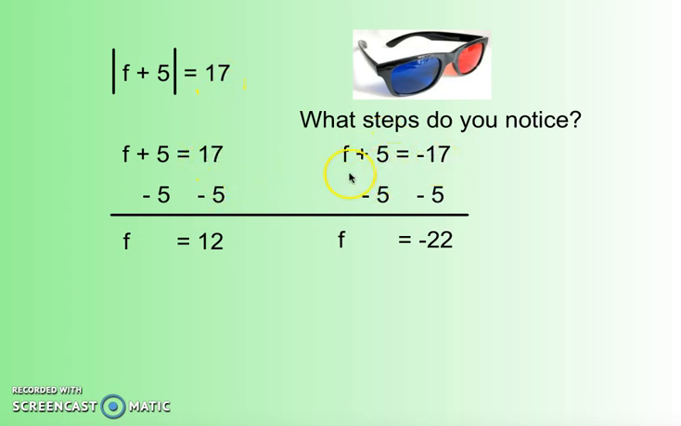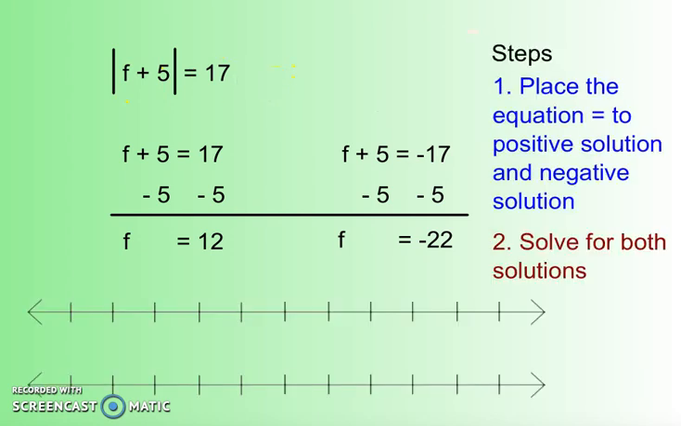So if I get rid of the positive 5 and put minus 5 again, I get negative 17 minus 5, and that's negative 22. And those are the two answers that we came up with. Both of them worked. And we actually showed that we put 12 in and then we put negative 22 in, and we took the absolute value of it and we got 17.